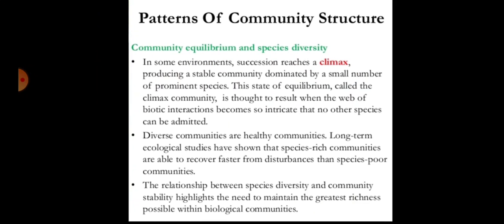Then community equilibrium and species diversity. The community that ends a succession is termed a climax community. The nature of the climax has been the subject of considerable debate. At one time, it was believed that if an area were given sufficient time, all ecosystems would show succession to a single climax type controlled by the regional climate, regardless of the original space upon which the ecological succession started or the composition of any of the intermediate stages.